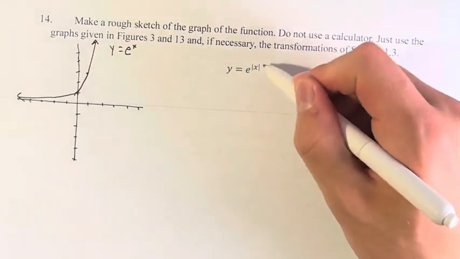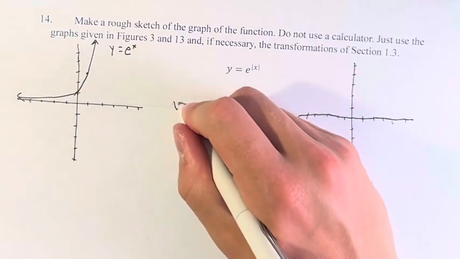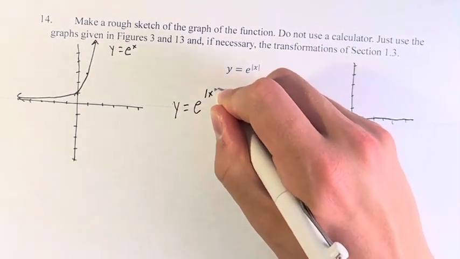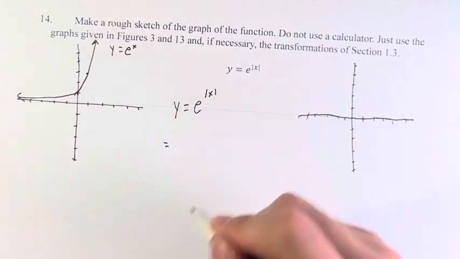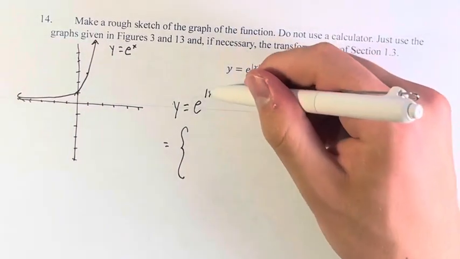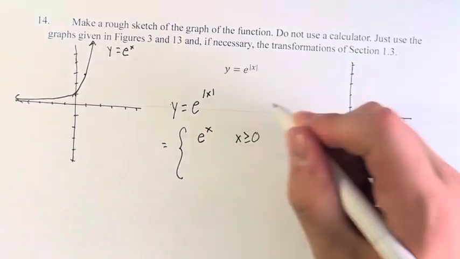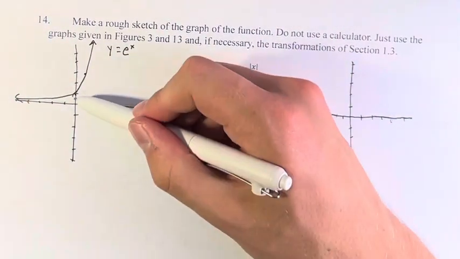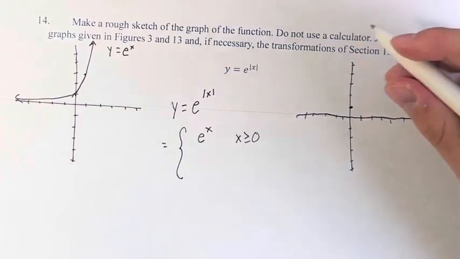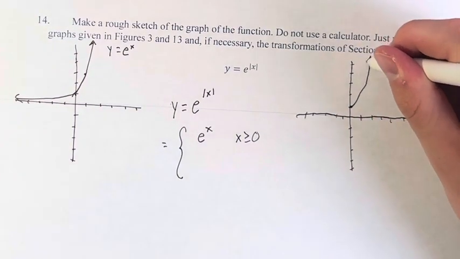And what we can do is turn this into a piecewise function. So y equals e to the absolute value of x. This equals, if x is positive or equal to 0, this is just e to the x. So we can start at x is equal to 0 and just draw the same function that we had.